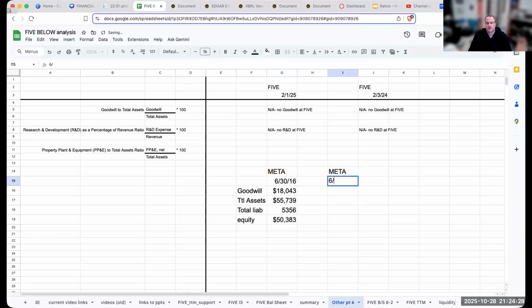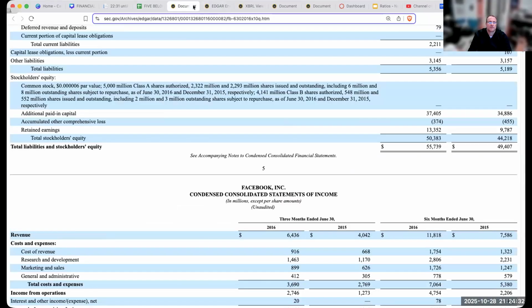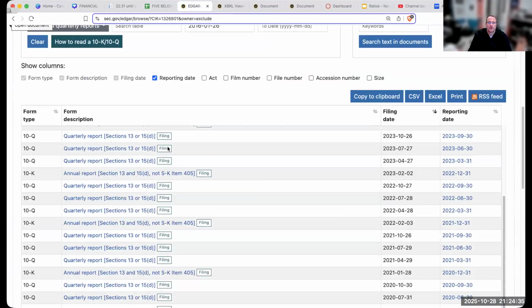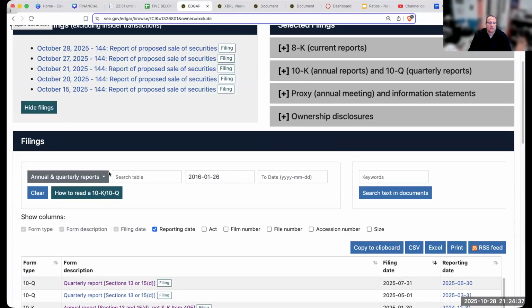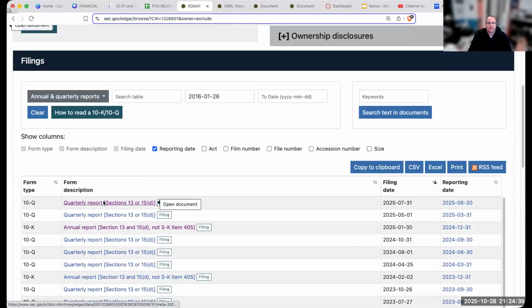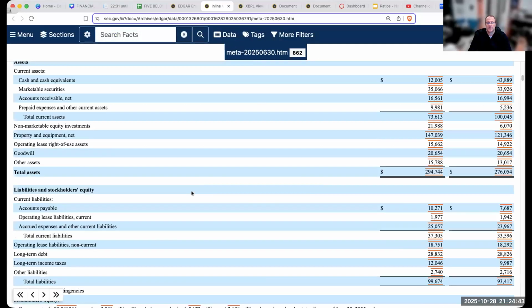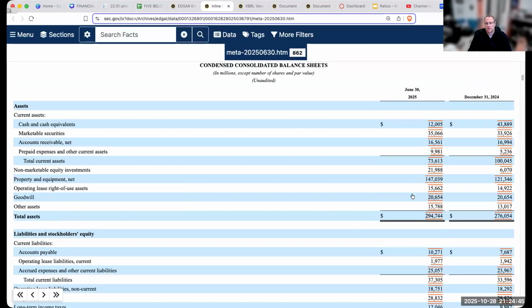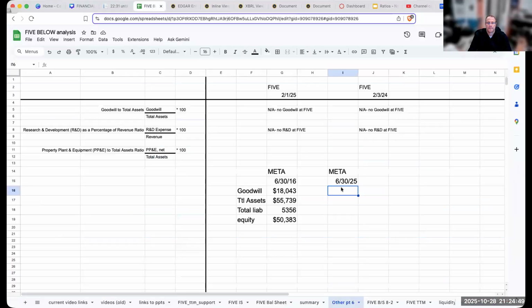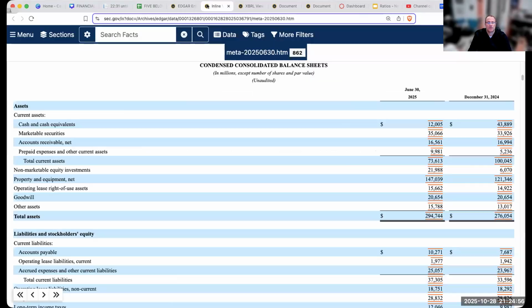6/30/25, because we can. So let's take a look at the most recent filing as of 6/30/25 for Meta Platforms. Let's just take a look at these numbers here. So the goodwill is around 20,654,000,000. The total assets of Meta are now 294 billion.